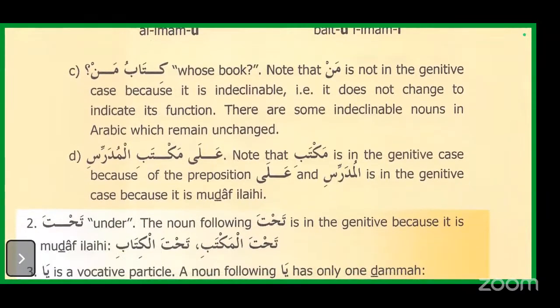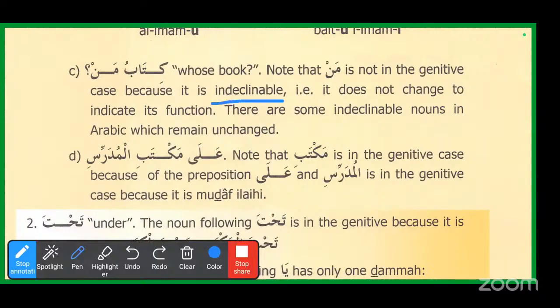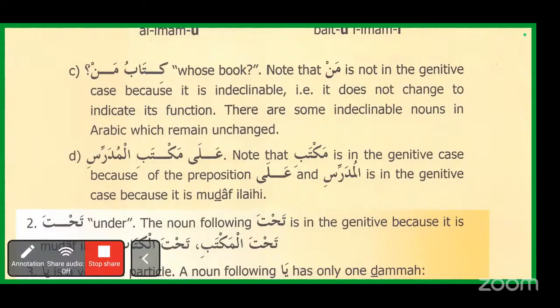Point C, when you say kitabu man, whose book, note that man is not in the genitive case, because it is indeclinable. So here we have got something new. Indeclinable noun, a noun that cannot be declined, that cannot have a kasra. Indeclinable means it does not change to indicate its function. For example, the word kitabu can be kitabun or al-kitabu. The word bilalun can be bilalun, bilalan or bilalin, right? But an indeclinable word is always the same. Man will remain man throughout. These are called indeclinable.